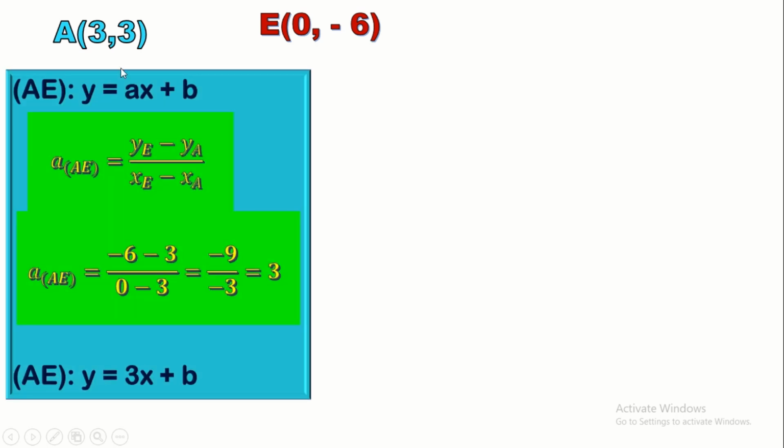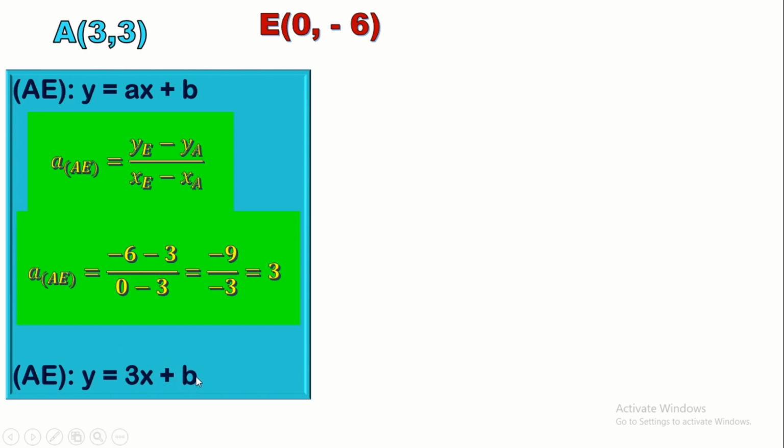Another method to find the equation of the straight line AE, we can start by the slope of AE, which is (YE minus YA) over (XE minus XA). So we started, as you see, by the general form of the equation for AE, y equals ax plus b. Here we find the slope of AE by replacing the coordinates by their values. The slope will be 3. Now we just replace a, the slope, by 3 to find b.